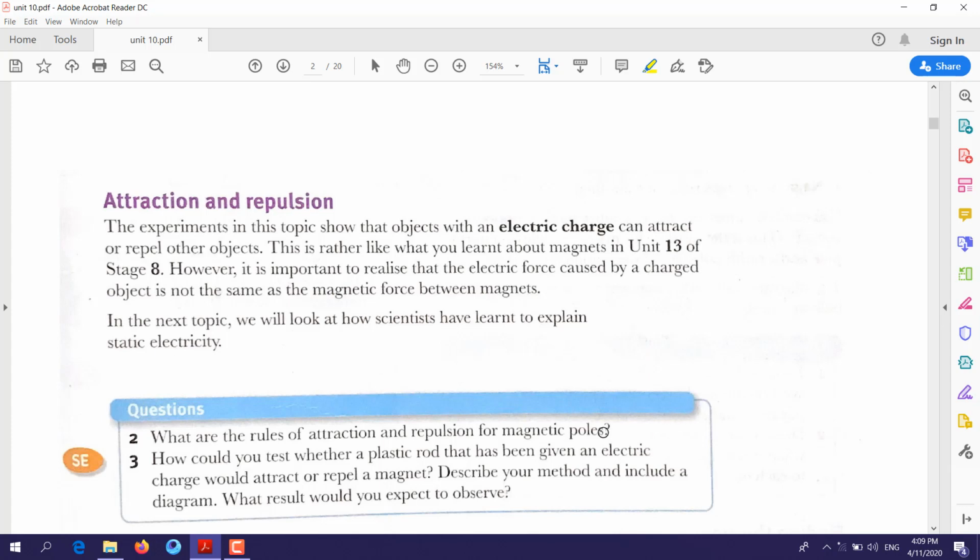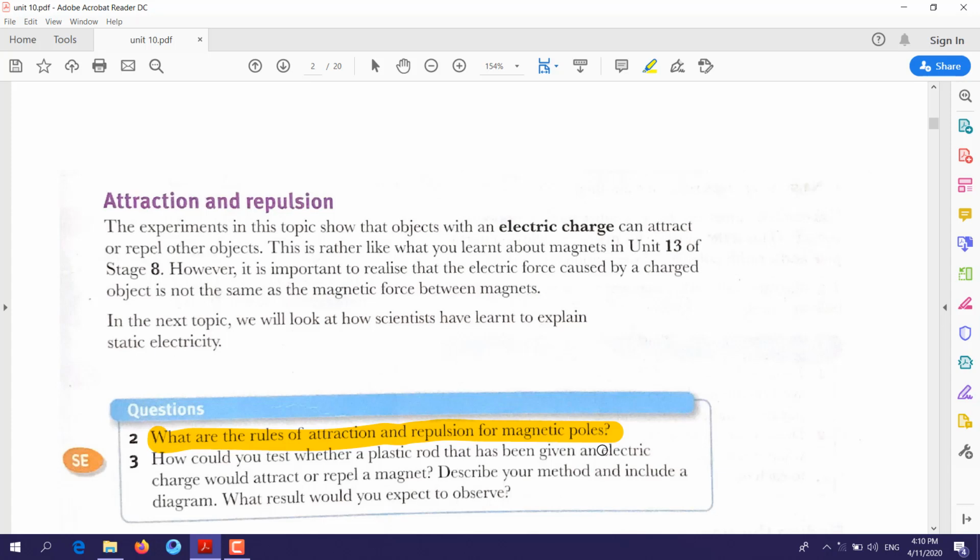But how? Okay, let's solve some questions. What are the rules of attraction and repulsion for magnetic poles? What do you know about magnetic poles, and about attraction and repulsion in magnets? Why do two magnets sometimes attract each other while at other times they repel each other?